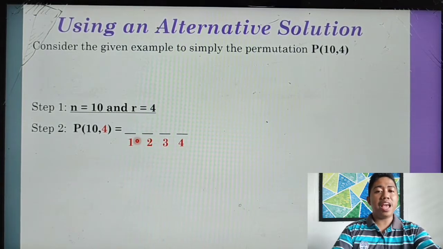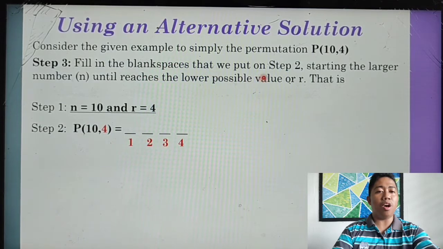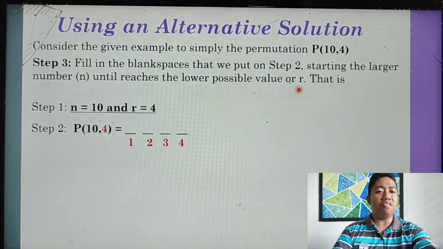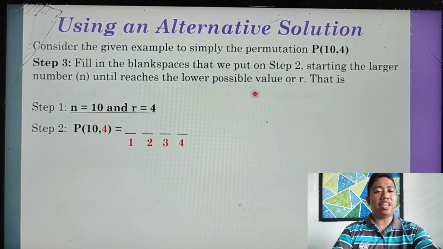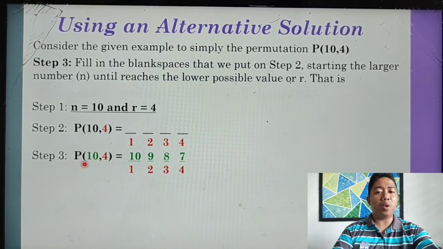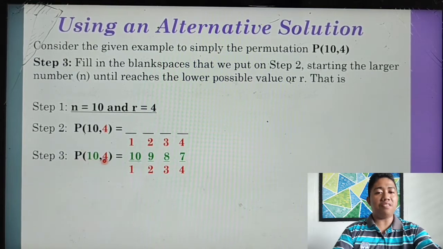The next step is to fill in the blank spaces that we put previously in step 2, starting with the larger number, which is the value of n, until it reaches the lowest possible value of r. So take note, my dear friends, students, and viewers. Let us start with the larger value, which is expandable as a factorial. So let us begin with step 3, the permutation of 10 taken 4 at a time.